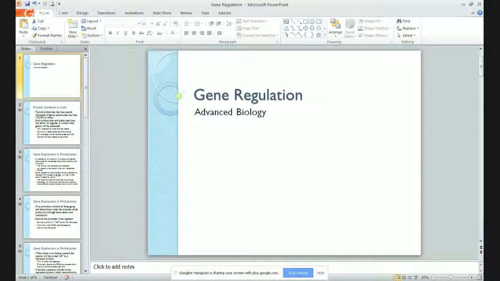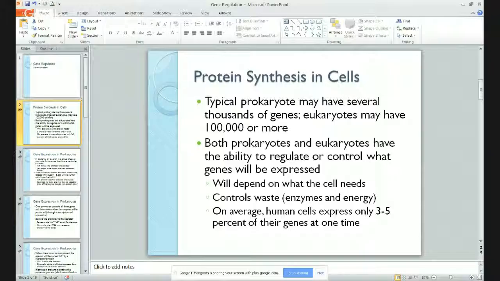I do have a couple of diagrams to help understand, so hang in there, we'll get to the diagrams. Okay, kind of talking about protein synthesis and making proteins.